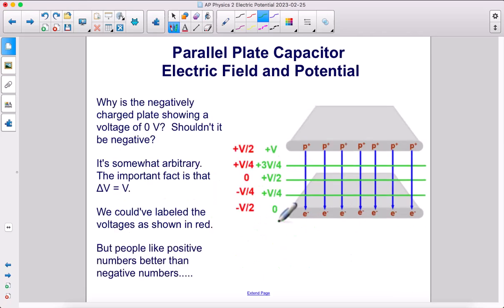Why are we showing 0 voltage for the negative plate? Shouldn't this plate have negative voltage? Well, it's somewhat arbitrary. The important fact is that delta V is going to be the difference in voltage between the top and the bottom. We could easily have also done this. We could have said this was V over 2, that's negative V over 2, and therefore it's 0 in the middle. That would have also worked. But people like positive numbers more than negative numbers, and really it's just the difference between these values that's important to us.